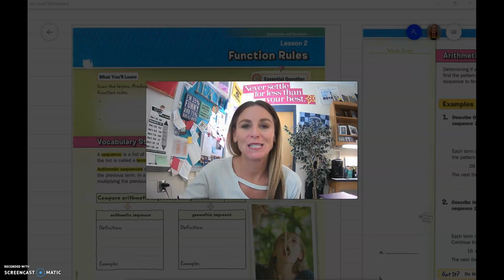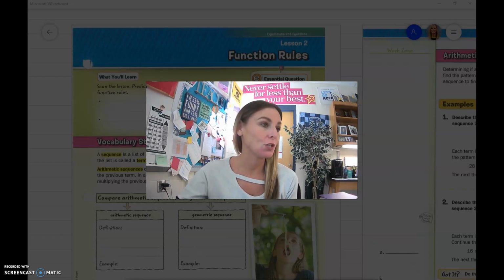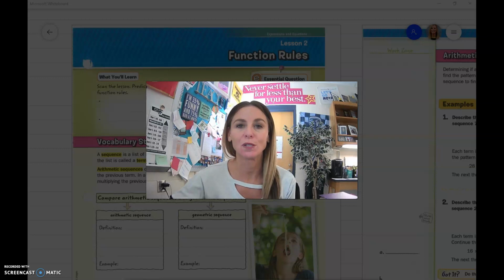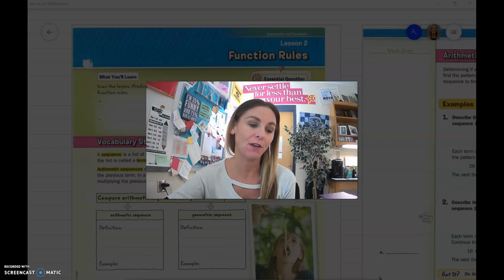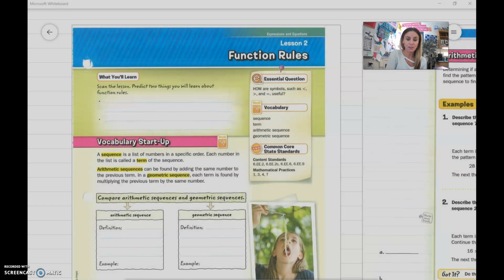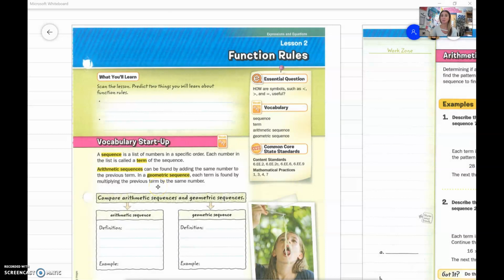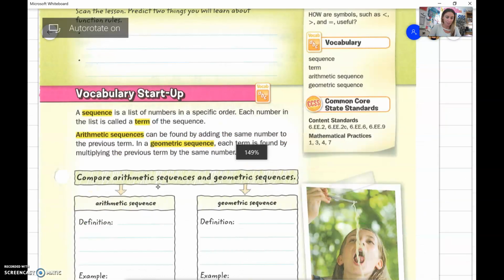Hello, mathematicians. Here we are at Chapter 8, Lesson 2. We are going to be talking about function rules. So go ahead and get your book open to page 587. We are going to start on this first page because there's some key vocabulary words here that we need to discuss. So let's take a look at this.